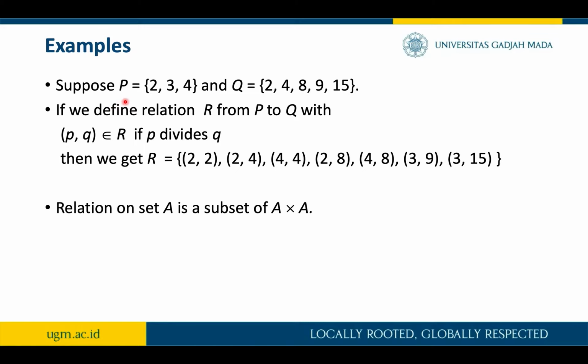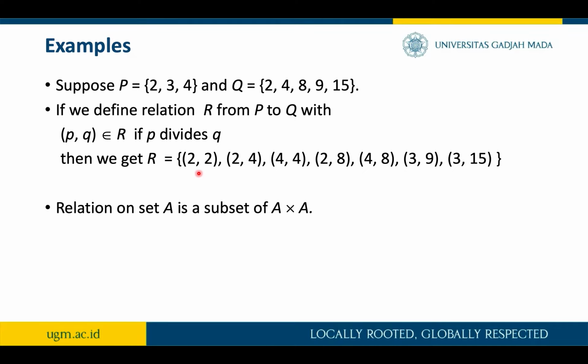Suppose we have set P here, contains 2, 3, 4, and then Q contains 2, 4, 8, 9, 15. We can define a relation R from P to Q with this characteristic. So (P, Q) are elements of the relation if P divides Q. If we use this, since we use these two sets, then we will get R.